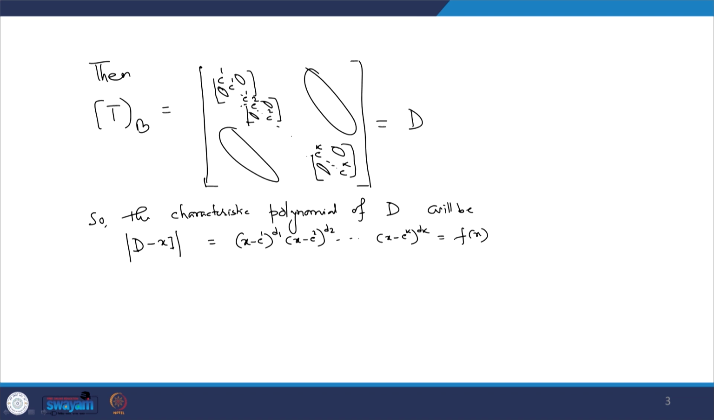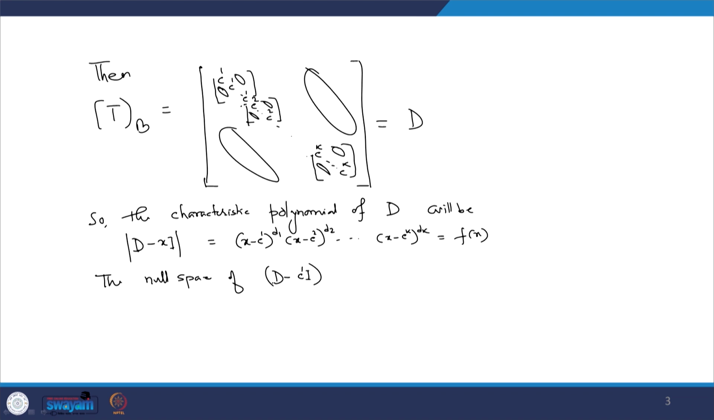Interestingly, if I want to see the null space of D minus c1 I, this will again be a diagonal matrix. In the first block, of size d1 by d1, all diagonal entries are equal to 0, but in the second, third, up to the kth block, the diagonal entries are c2 minus c1, and so on, up to ck minus c1. Since c1, c2, ..., ck are distinct, their differences are non-zero.